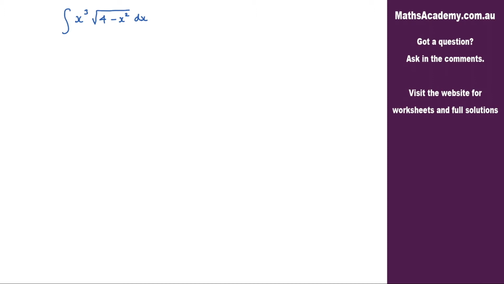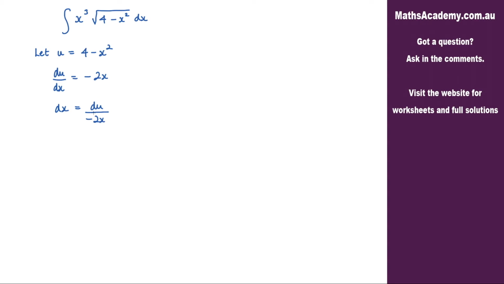Now I'm going to tackle this through substitution. Going to have let u equal 4 minus x squared. Go ahead and differentiate this to get du by dx. That's equal to negative 2x. And therefore dx is equal to du over negative 2x.